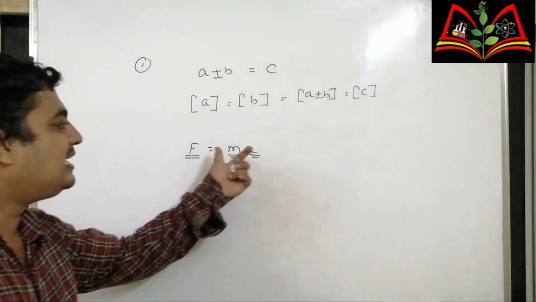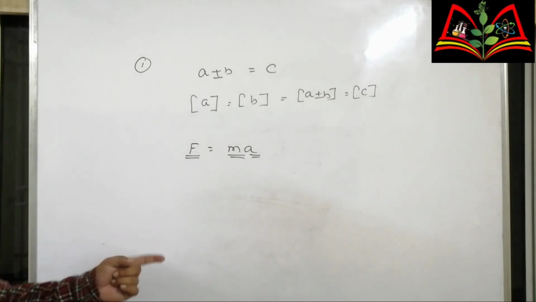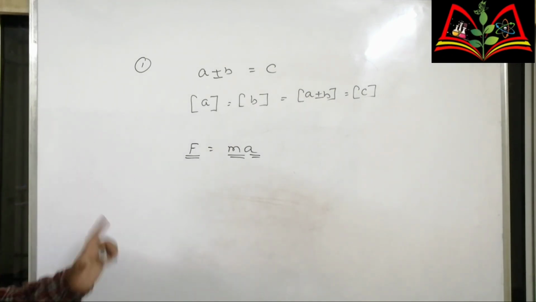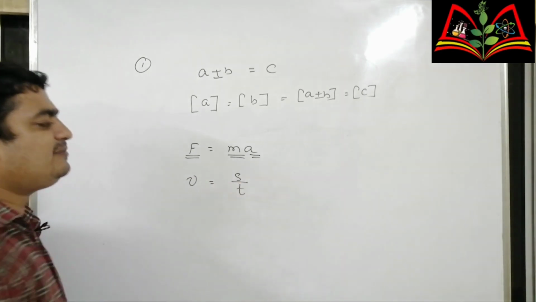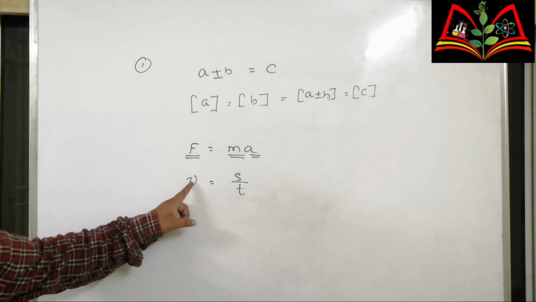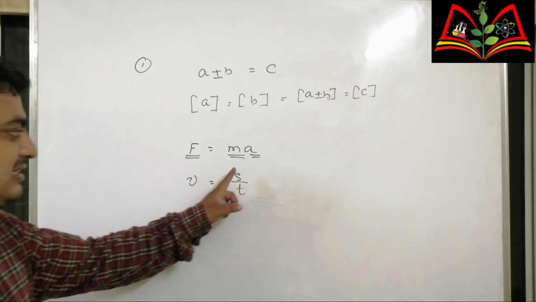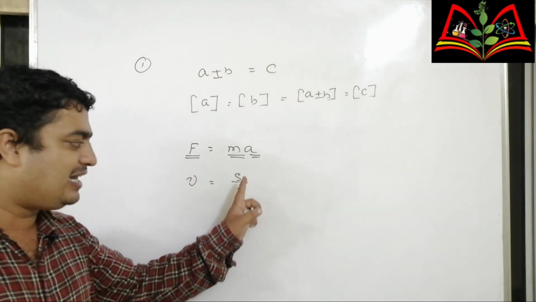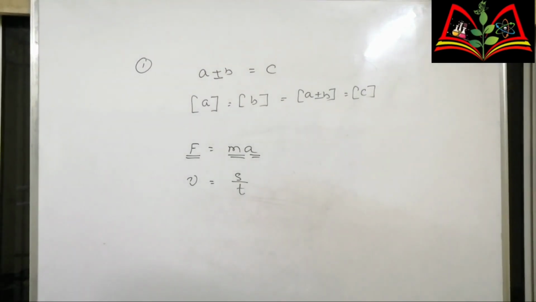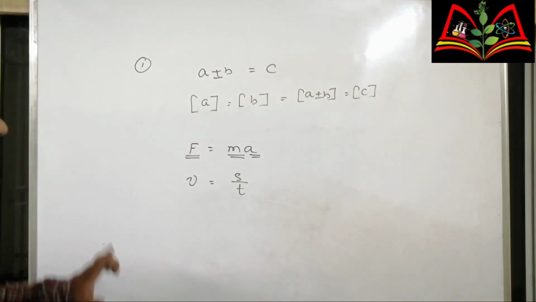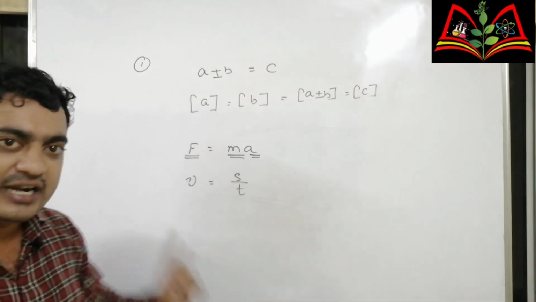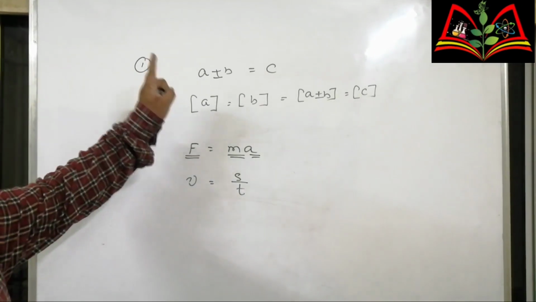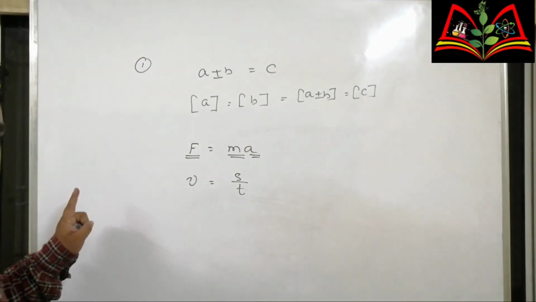So quantities having different dimensions can be multiplied or divided. Like that, velocity equal to displacement by time. Here velocity has different dimensions, displacement has different dimensions, time has different dimensions. So quantities having different dimensions can be multiplied or divided, but they cannot be added or subtracted.